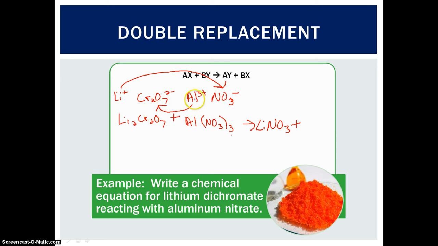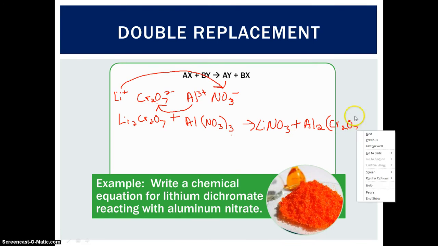And then I have aluminum and dichromate. Remember that I'm always writing my cation first, so I have aluminum. When I swap and drop, that 2 from dichromate ends up on aluminum, and then dichromate in parentheses, and that 3 on aluminum comes out here. The last part of this one is to balance it.